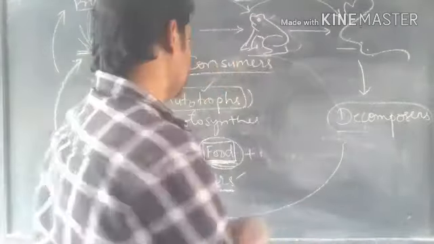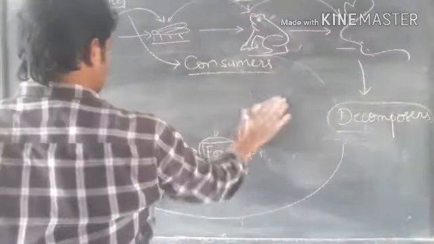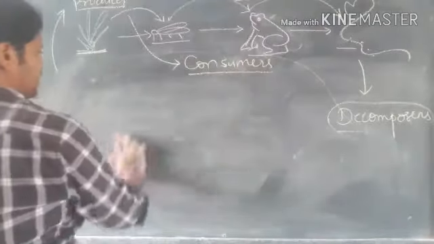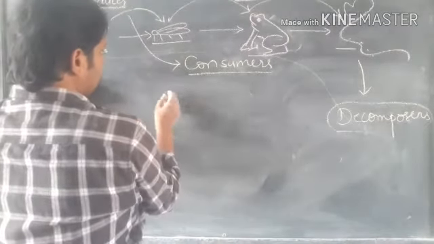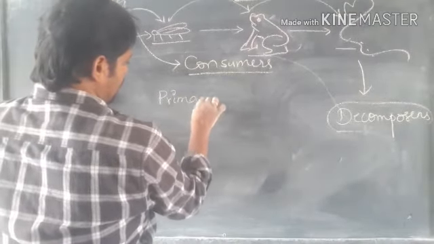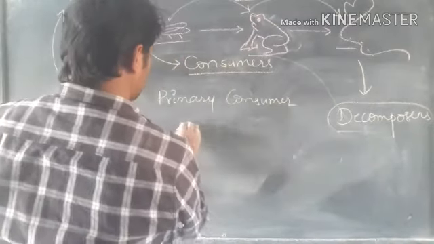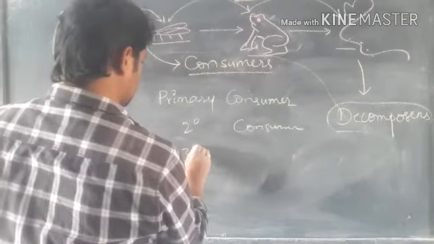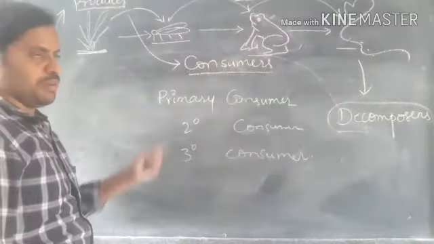Right? So even in the consumers, there are 3 levels. We'll discuss in depth in a further session, but I am giving just an introduction. Here, consumers are present in 3 levels: primary consumer, secondary consumer and tertiary consumer. Primary, secondary, tertiary.